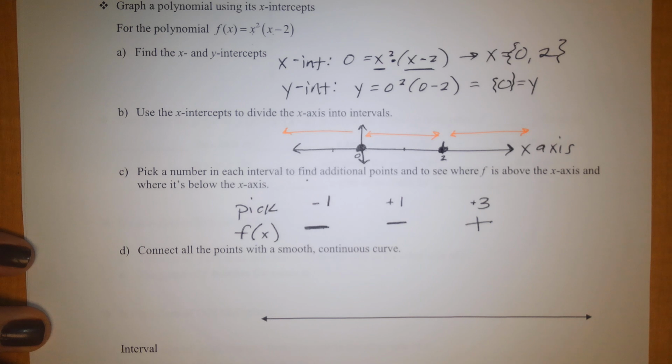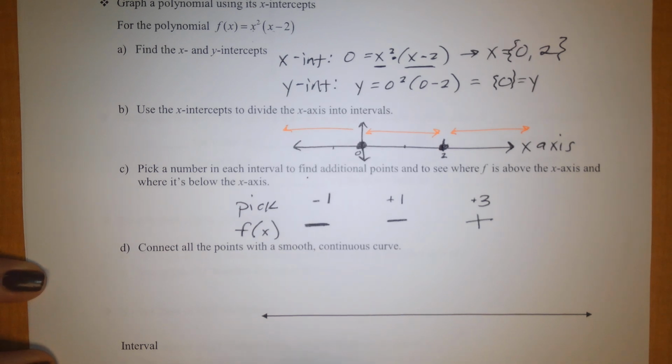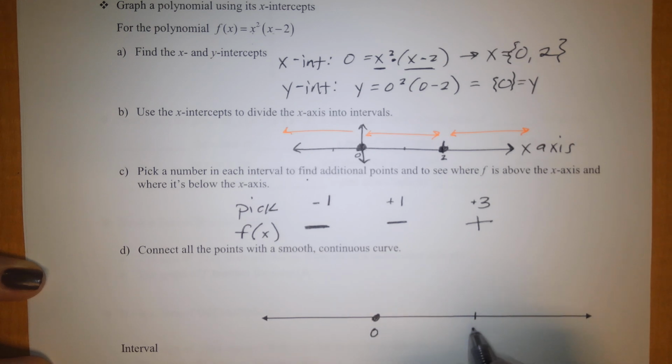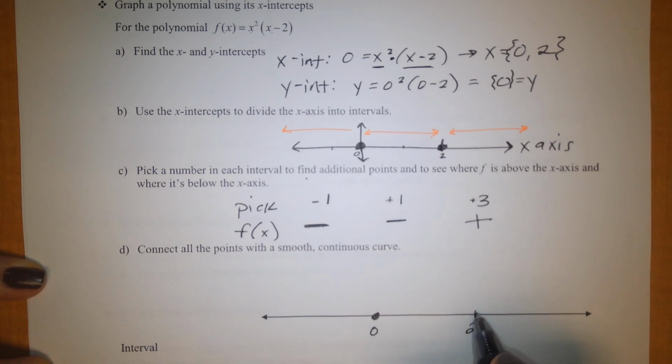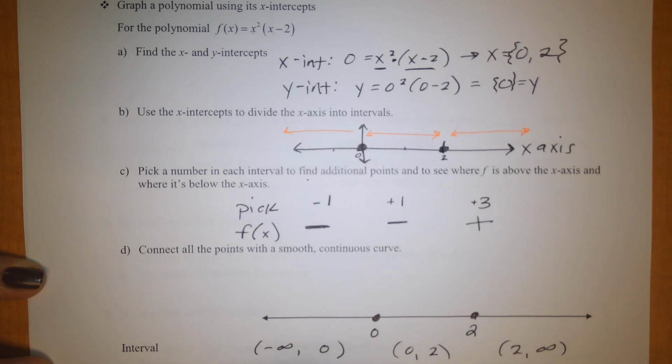If we connect all the points with a smooth, continuous curve, we can do that in a graph, which we'll do on the next page. So first, let's go through all of the things that we've done so far. We've chosen the intervals. Let's break this up into the same intervals we had up above. We know these are zeros. And so the intervals are going to be this interval here, which is between -infinity to 0, this interval, which is between 0 to 2, and this interval, which is between 2 to infinity.